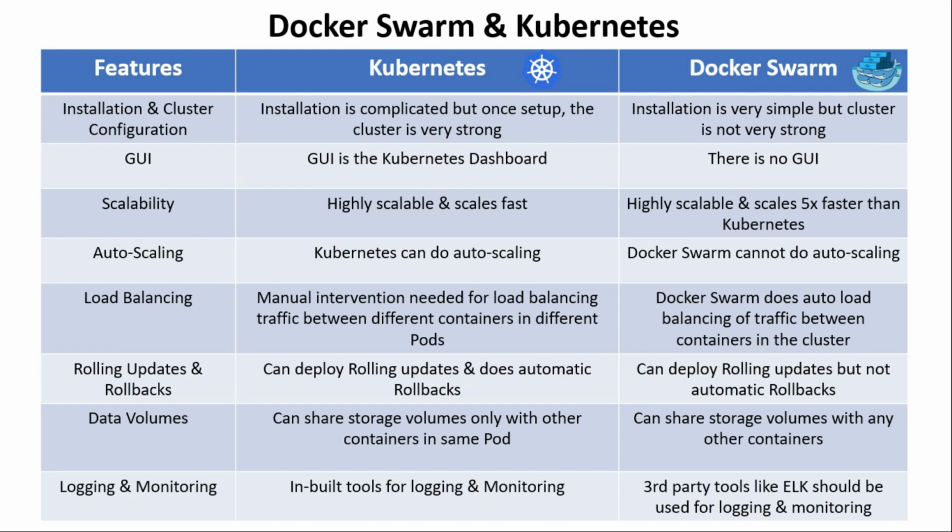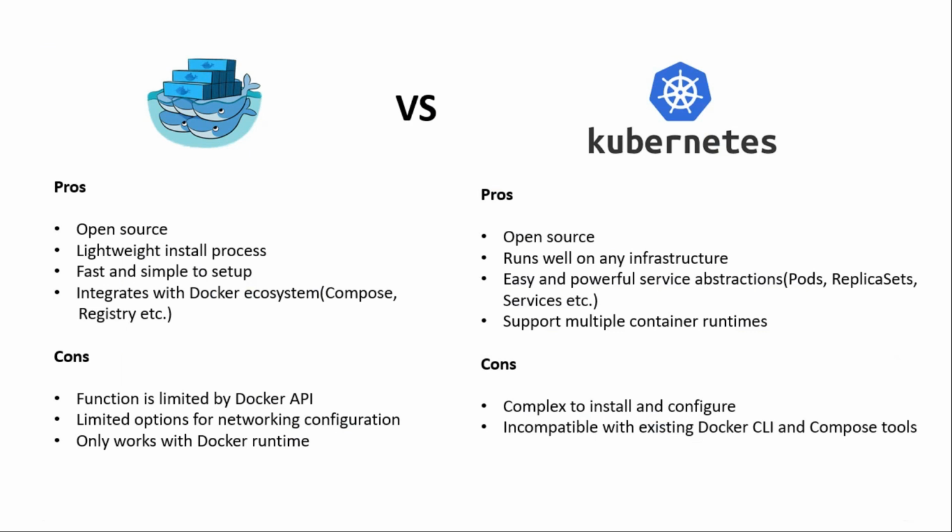Let's move on to the pros and cons of both of them. We need to know about that also. Docker Swarm pros: it is open source, has a lightweight install process, is fast and simple to set up, and integrates with the Docker ecosystem, Compose, registry, etc. Cons: its function is limited by the Docker API, it has limited options for networking configuration, and it only works with the Docker runtime.